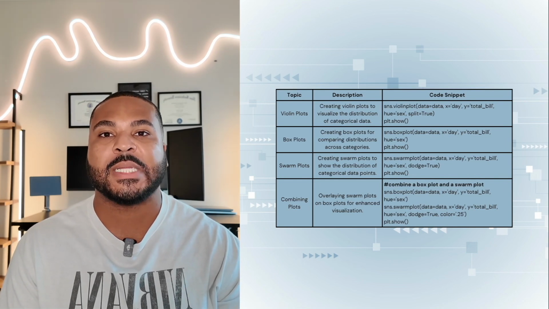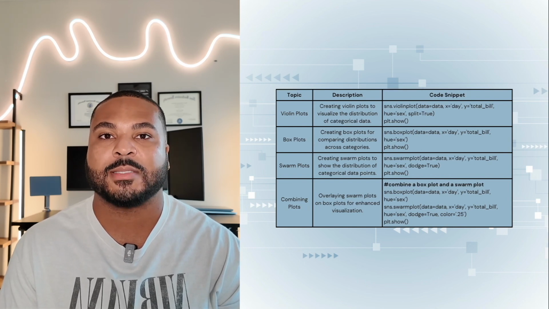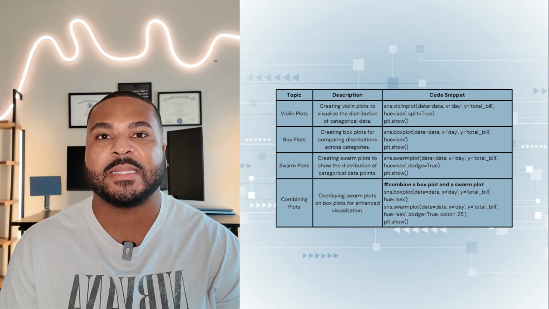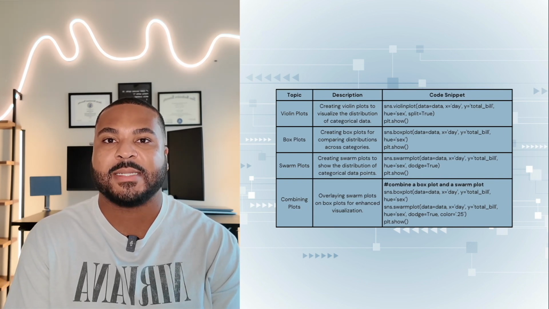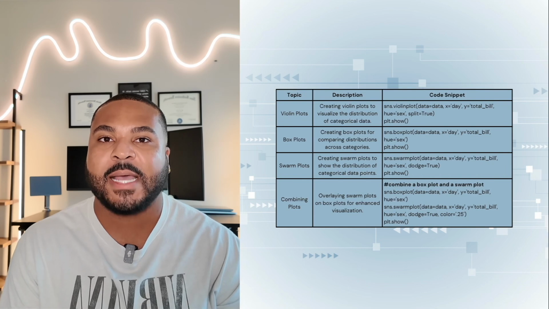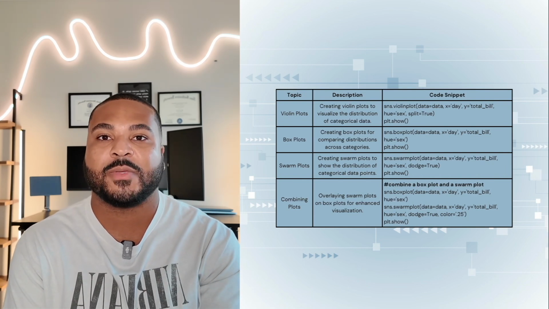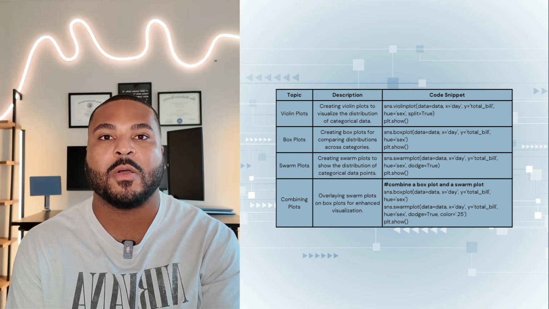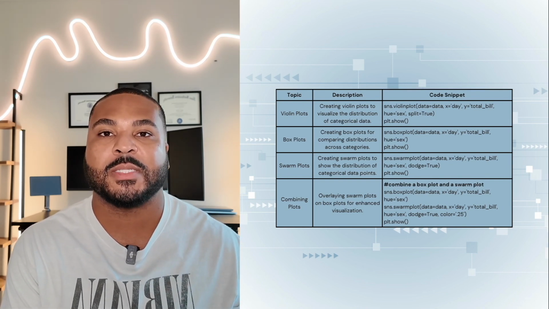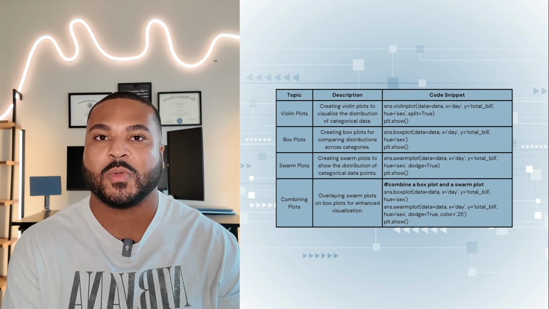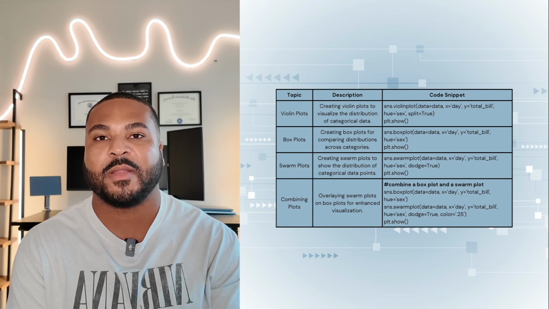So for enhanced visualization, you can overlay swarm plots on box plots. This combination provides a clear view of the data distribution while showing the central tendency and variability. Here's how to combine a box plot and a swarm plot. This code snippet will first create the box plot and then overlay a swarm plot on top of it. The color equals 0.25 parameter makes the swarm plot points semi-transparent, allowing the box plot to remain visible.